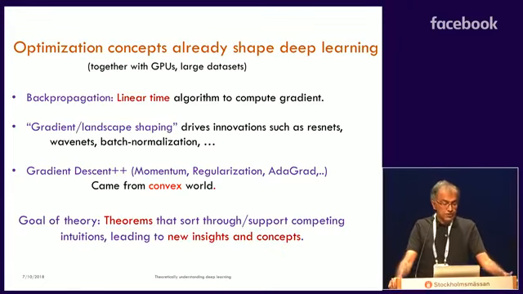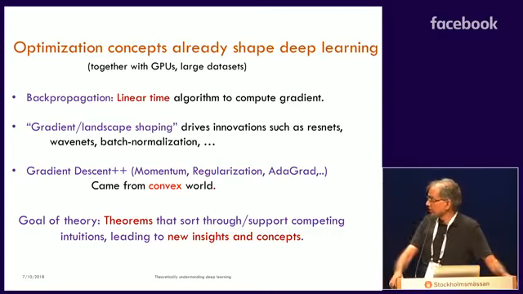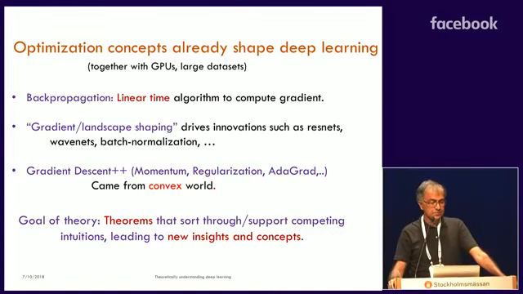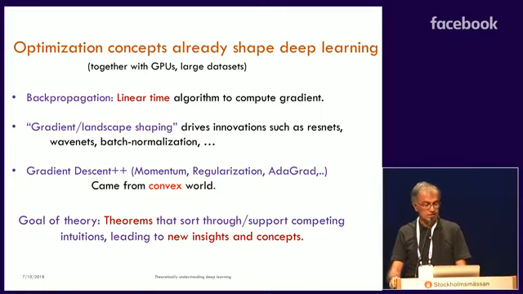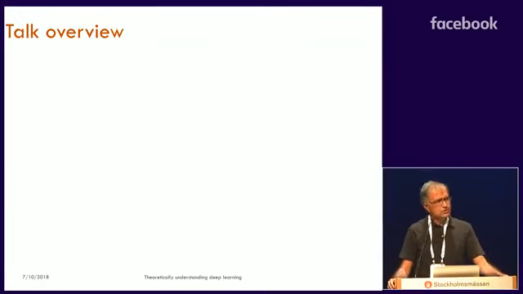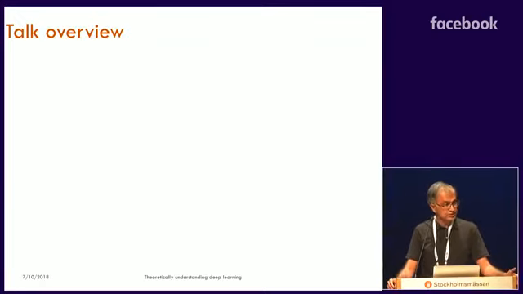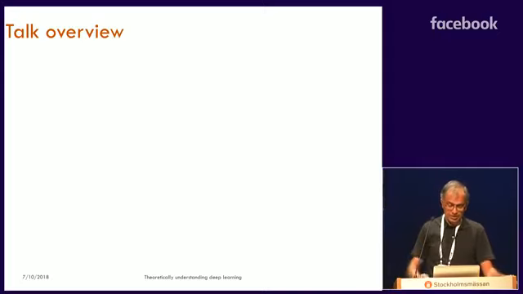So the goal of theory is theorems that sort through and support the competing intuitions that you often have in deep learning, and you hope that they lead to new insights and concepts. The word theorems is highlighted in red because that's really important: a mathematical basis for various intuitions and ideas. And in today's talk, I'll be largely talking about things that have happened in the last few years, so not classic convex optimization and so on.